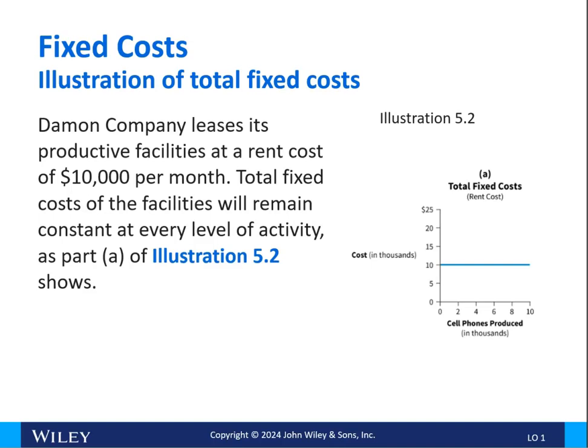So in this example, it leases its production facilities at a rent cost of $10,000 per month. Total fixed costs of the facilities will remain constant at every level of activity. And this illustration shows that. We have $10,000 whether we produce 0 cell phones or 10,000 cell phones.